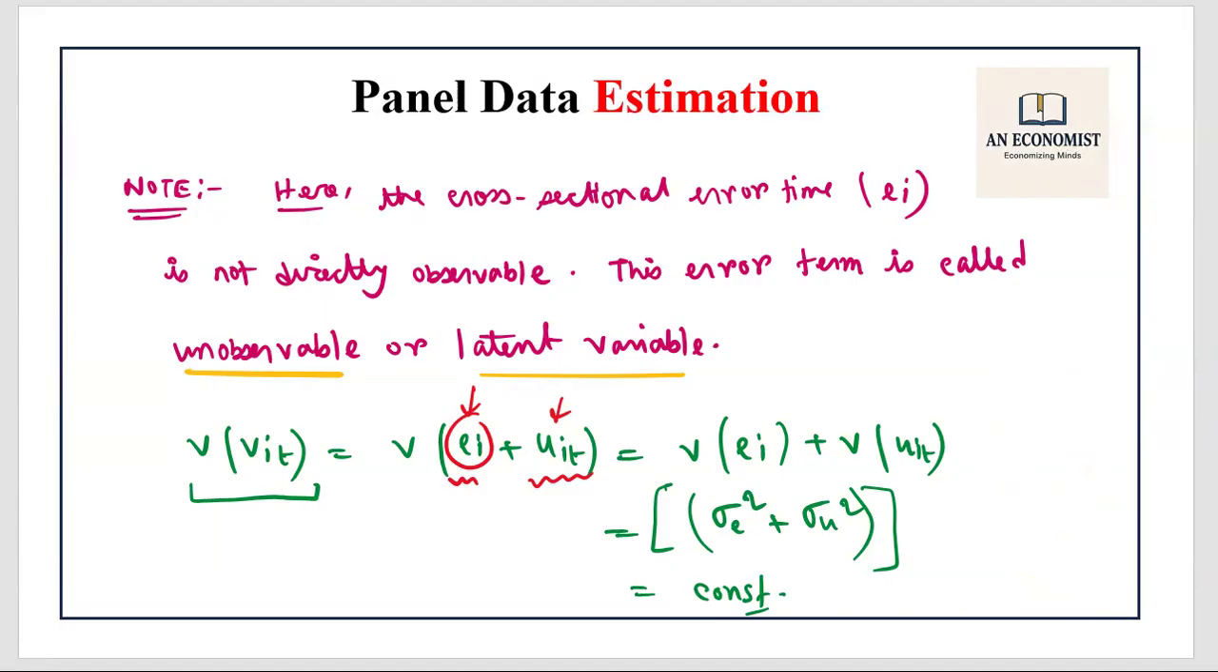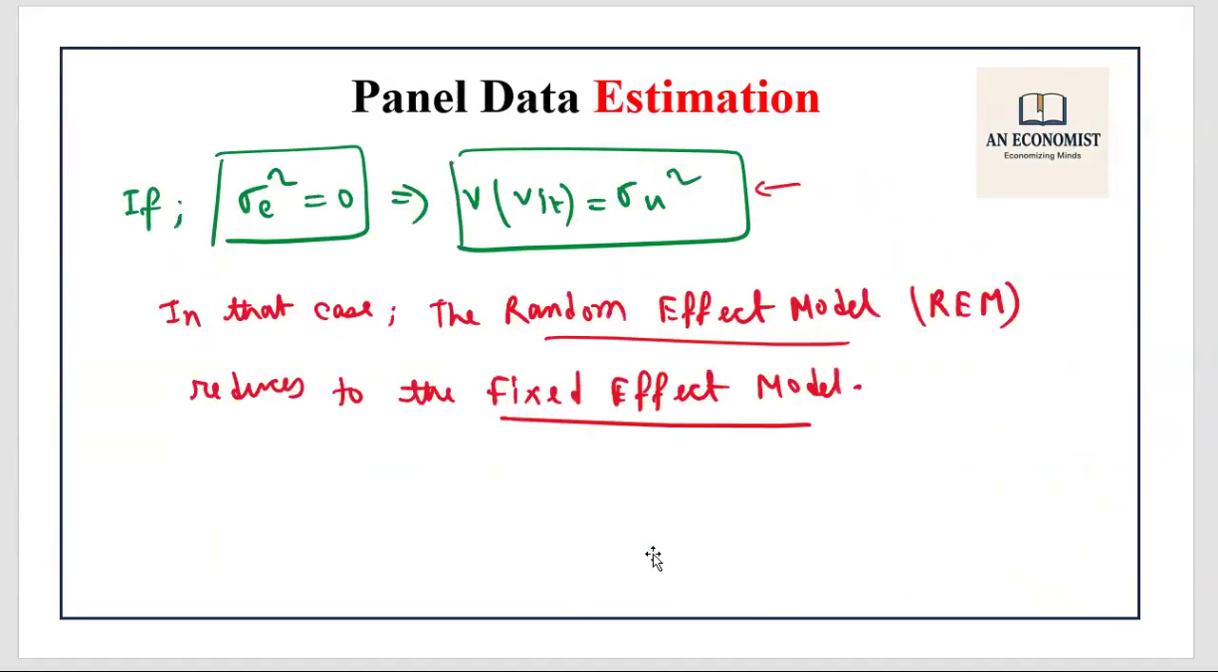vivid fashion, right? So I hope with this you got the distinction between the fixed effect model and the random effect model, and in which scenario the random effect model will reduce down to the fixed effect model, right? So I hope this much is absolutely clear to you. Now the important question is, how do you estimate this model?